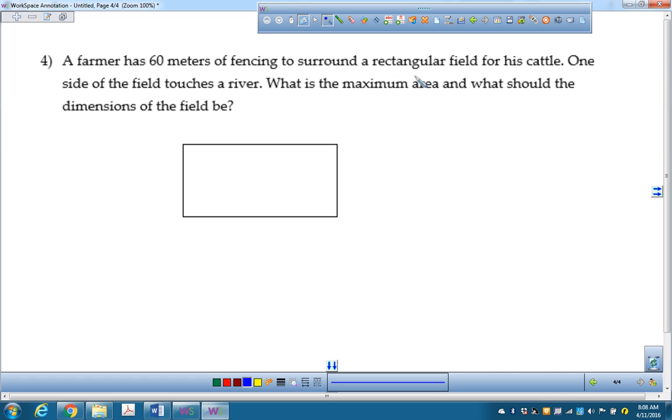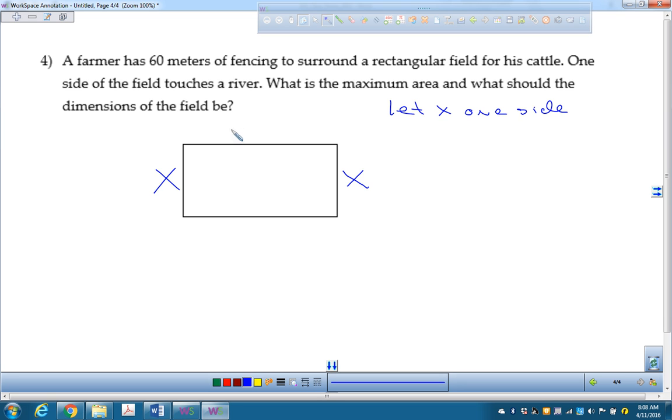So he has 60 feet of fencing. They're asking you to find the area. So say I call this side X and this side X. How much do I have left for the other two sides? I have 60 feet altogether. This is the hard part, okay? So what you do is you let x equal one side. It's a rectangular field. Altogether I have 60, right?